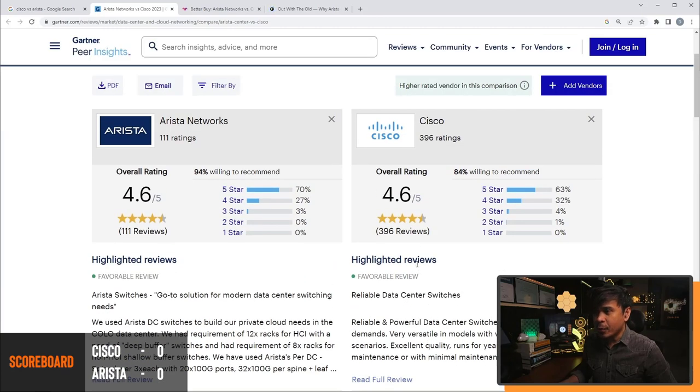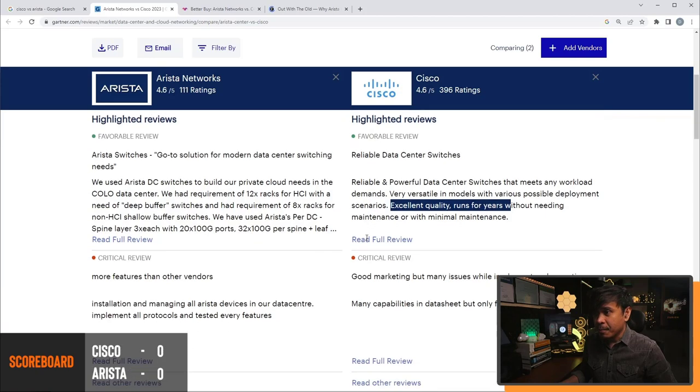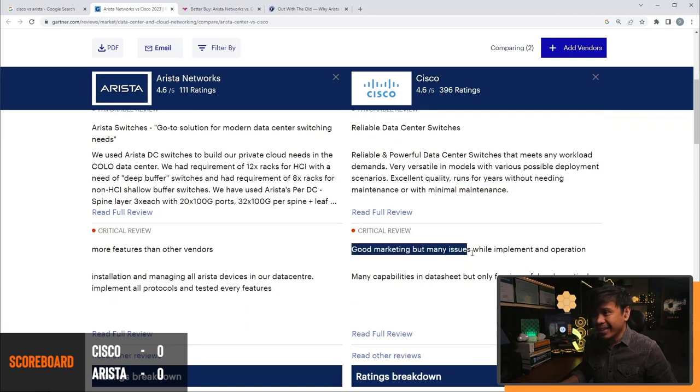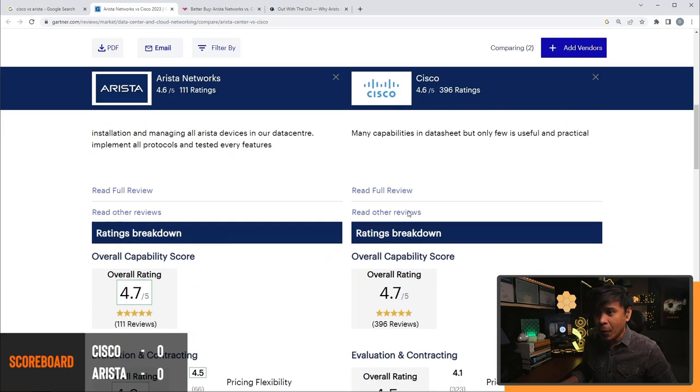Now let's compare with Cisco. So for Cisco, they say it's a reliable data center switch and powerful. That means any workload, very versatile in models with various possible deployment. Excellent quality, runs for years without needing maintenance or with minimal maintenance. But under critical review, this is so negative. It says good marketing, but many issues while implement and operation. Many capabilities in data sheet, but only few is useful and practical. So we have one negative review here under Cisco.